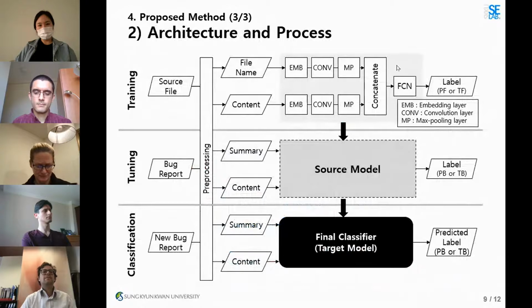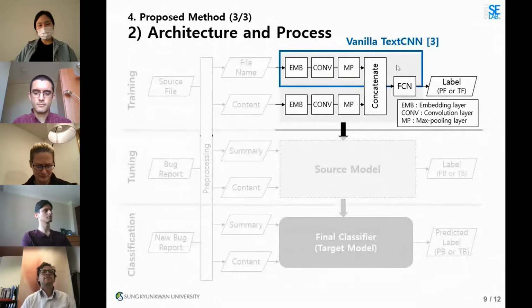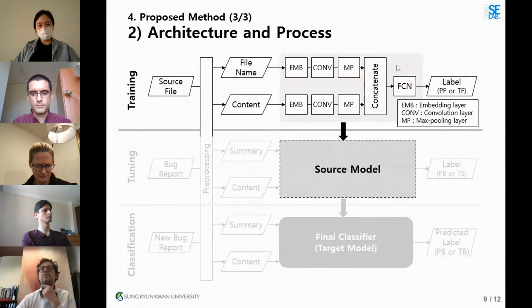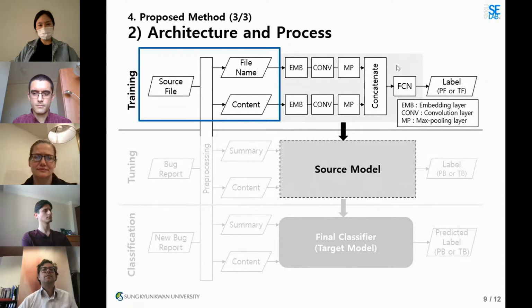This figure is an overview of our proposed method. Our deep learning model is an extended version of TextCNN for entering multiple input features. First, we train the source model by source files based on this deep learning model. Our method divides the source files into the file name and content, and enters these two inputs into the multiple input layers and embedding layers.